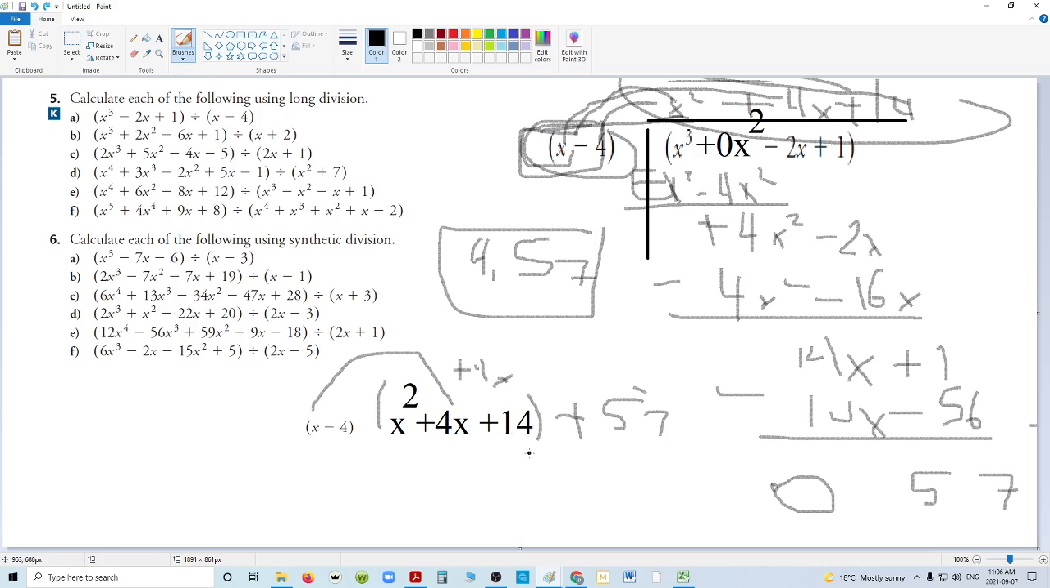You'll also realize that you can write it like this, or you can put the 57 in the bracket, like this. But if it's in the bracket, you have to write it like a fraction over the divisor, like that. This will be more important in calculus. You'll see the use of this more in calculus.